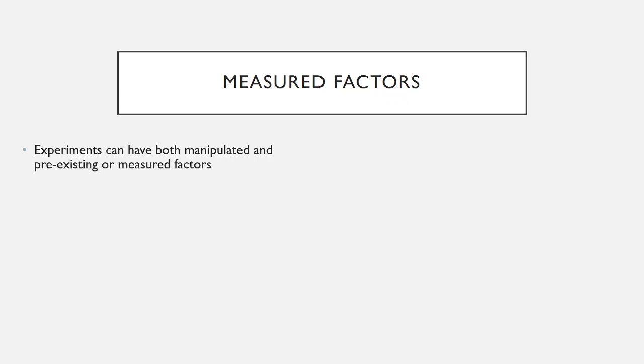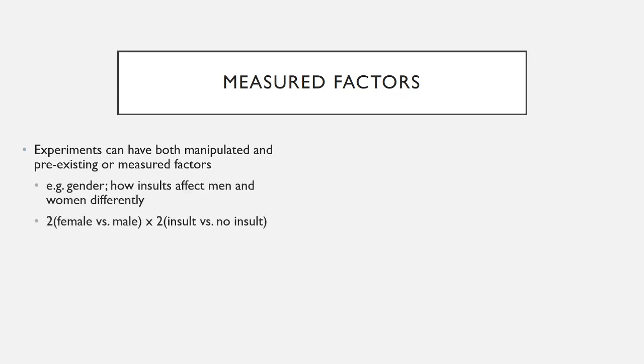But experimental designs can have pre-existing or measured factors. That's completely fine. For example, you might be interested in how gender moderates the relationship between insult and aggression, right? Gender is not something that you can manipulate or change as a researcher. This is something that exists within the individual. So, this is something that you can only measure, you can't manipulate. That doesn't mean that it can't be plugged into your factorial design.